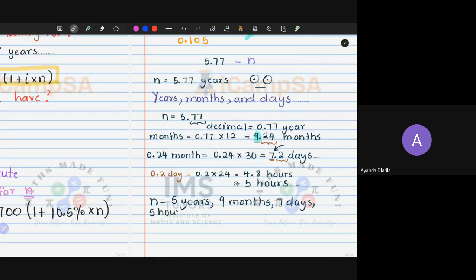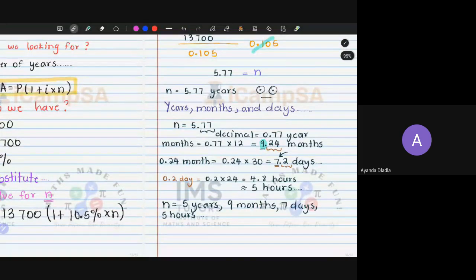Just round that up. Because if we say 4.8 hours, it's going to be like, okay, what is 4.8 hours? I thought the clock was moving like from 2 p.m. to 3 p.m. and a 5-year-old.